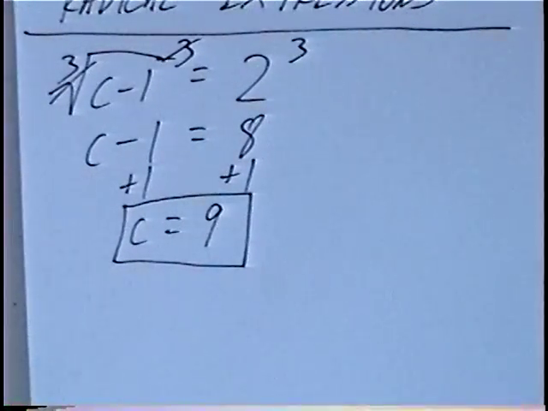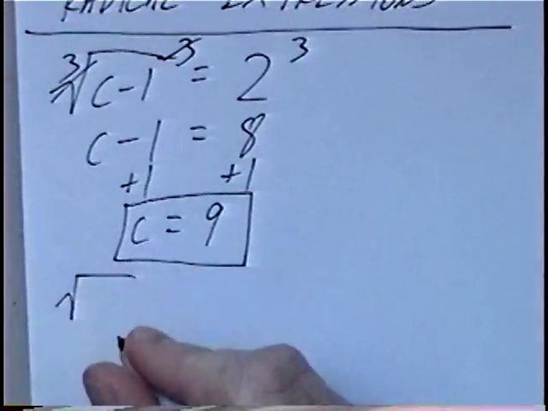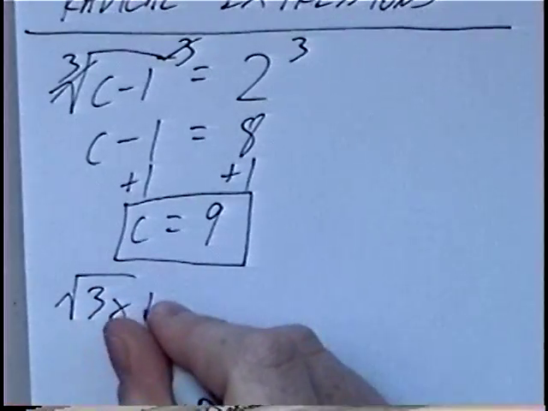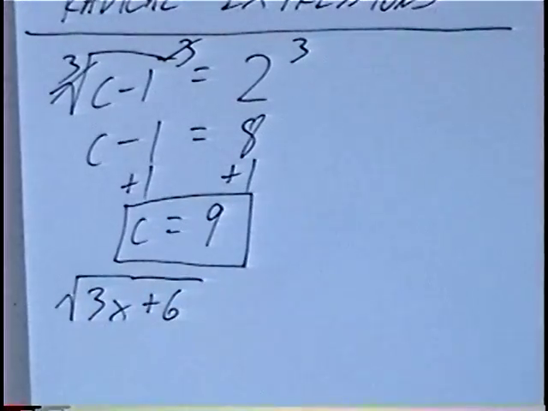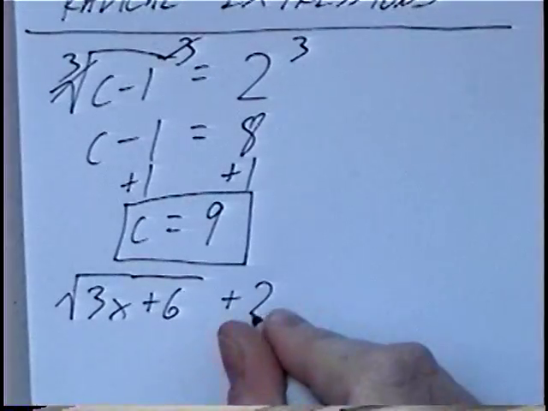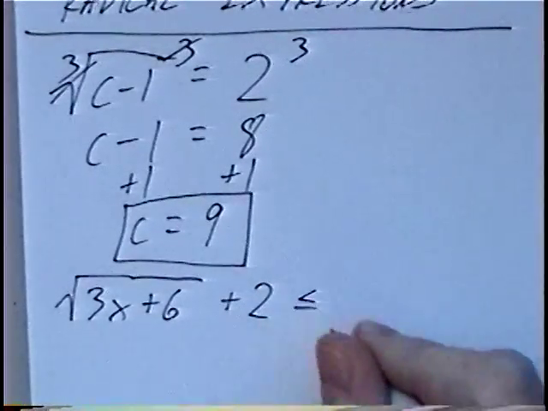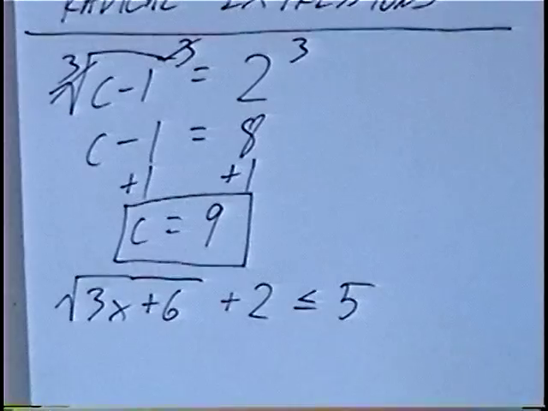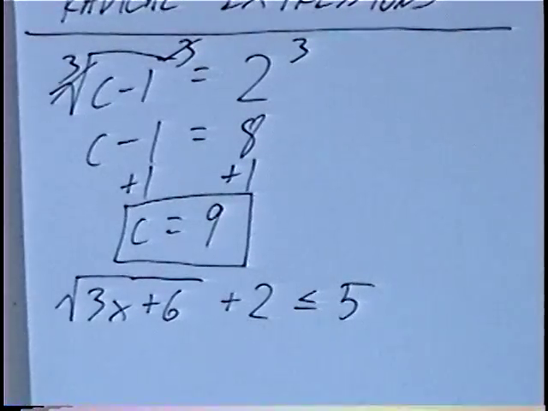And last question for the section. Radical 3x plus 6, and outside the radical plus 2, less than or equal to 5. In this question, instead of an equation, we have an inequality to solve for.